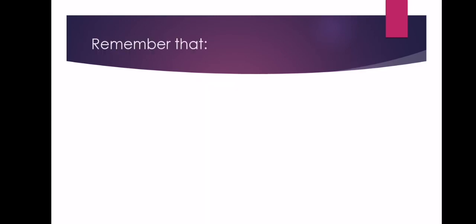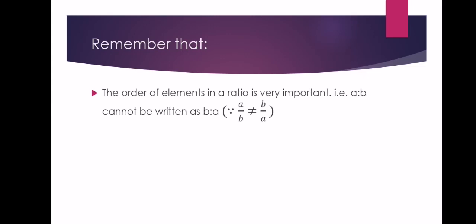Now we will discuss some important points related to the ratio, out of which the first one is the order of element in a ratio is very important, that is A ratio B cannot be written as B ratio A. In the essence of this, we are writing that A ratio B cannot be written as B ratio A, since A by B is not equal to B by A. Since we know that 1 by 2 is not equivalent to 2 by 1, so keep it in your mind that A cannot be placed by B and B cannot be replaced by A.